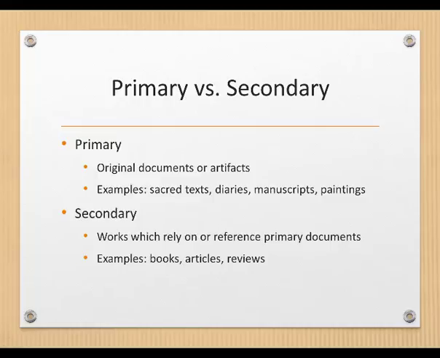Databases can contain primary documents, secondary, or a mixture of both. The primary documents are original documents or artifacts. Examples are the sacred texts, diaries, manuscripts, even paintings or sculptures. Secondary works are those which rely on or reference the primary documents. And examples are books, articles, and reviews.